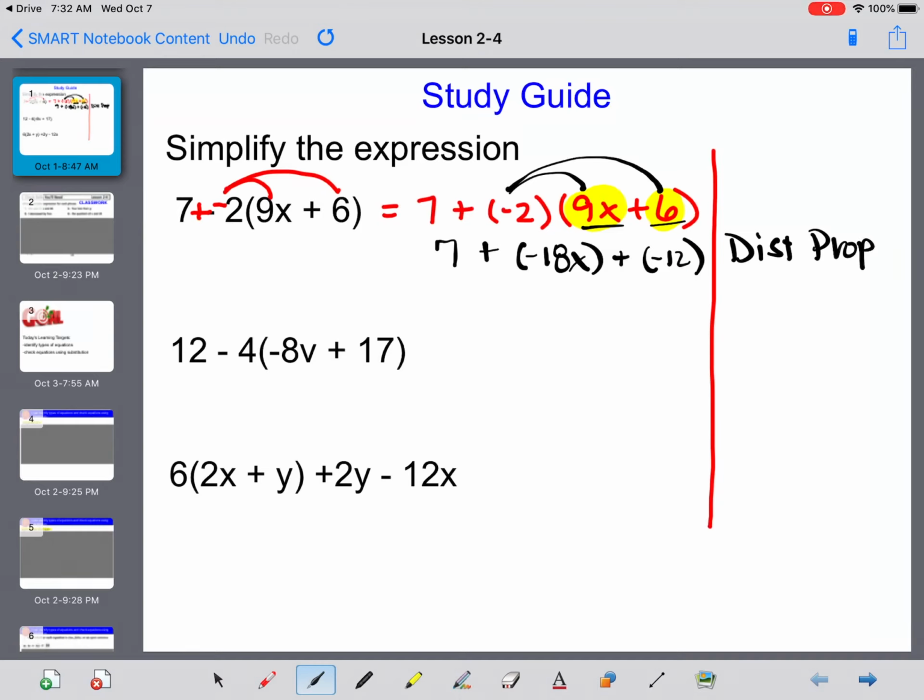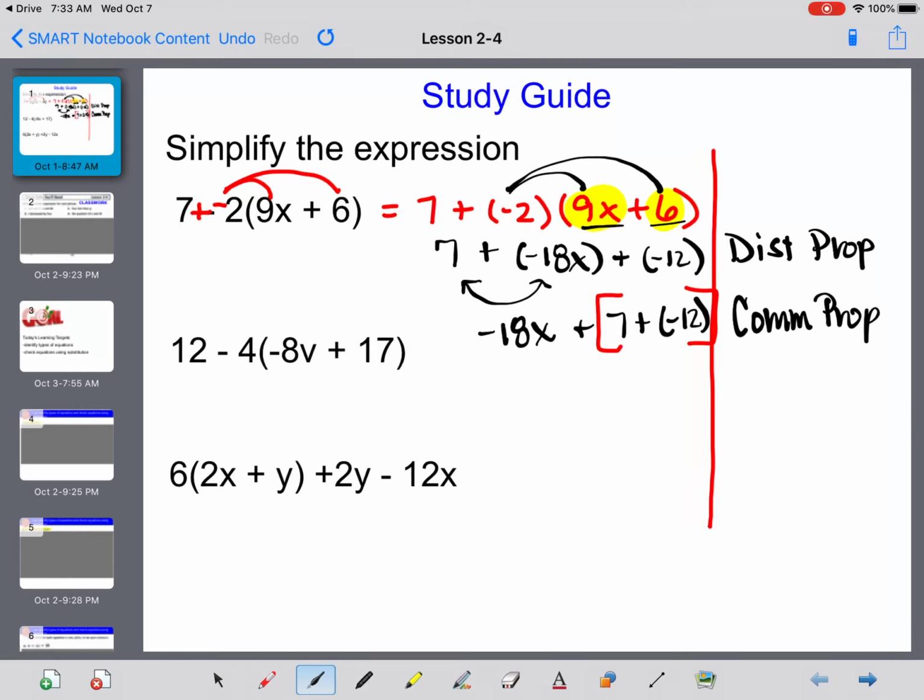My next step is to rearrange my terms so that my like terms are by each other. I need to switch negative 18x and 7. This allows the 7 and the negative 12 to be next to each other. The property that allowed me to switch the order was the commutative property of addition. Now, the property that allows me to group those together without the negative 18x is the associative property. Negative 18x plus negative 5.